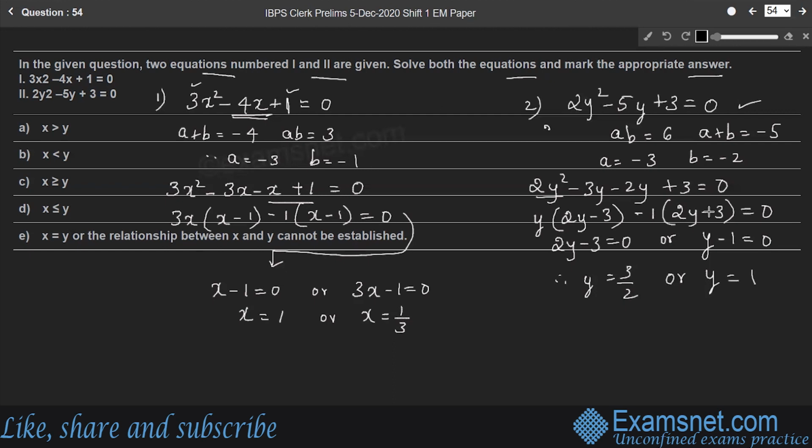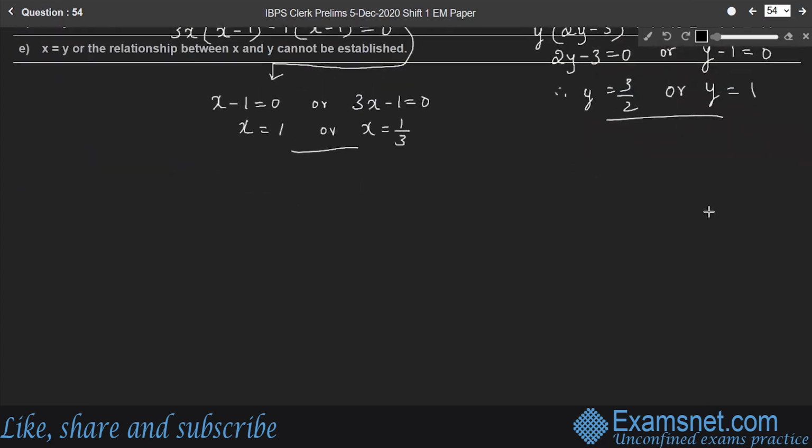So for the values of x and y, let us relate x and y based on their values. Here x, y and their relation. So when the value of x is 1 and the value of y is 3 by 2, what is the relation between x and y here? 3 by 2 means 1.5. So x is less than y. When the value of x is 1 and the value of y is 1, then x is equal to y.